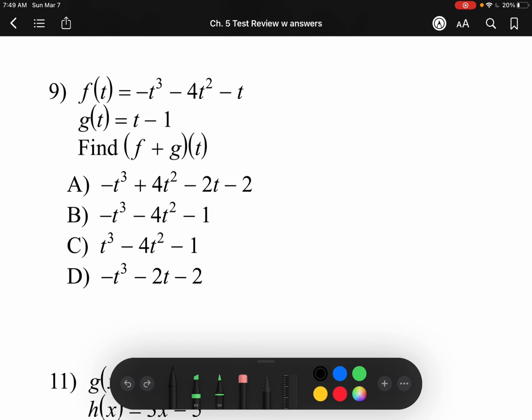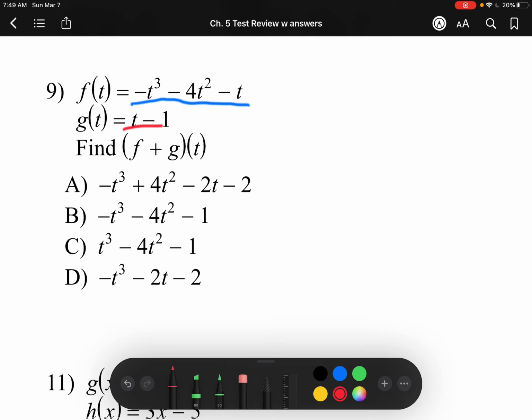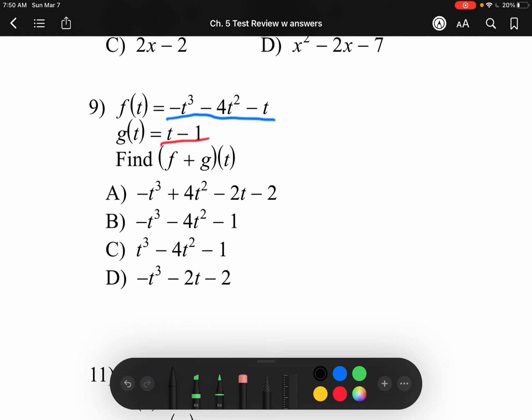All right, for number 9. Oh, and I can color code again like I did in class. So function f, I'm going to use blue, and function g, I'm going to use red. All right, so for number 9, I have two functions. I'm given function f and function g, and it tells me to find f plus g of t, right? Don't get confused by this t. It's the same as x, right? It's just our variable. So we're solving for f plus g of t.